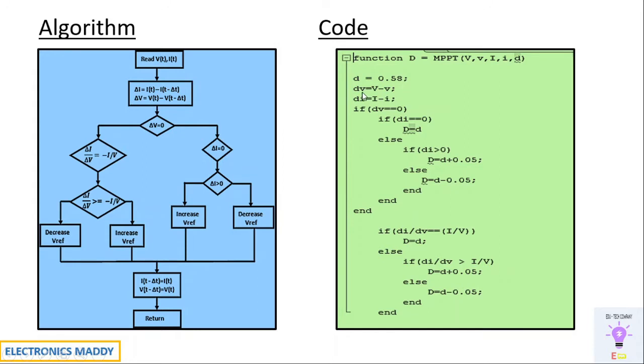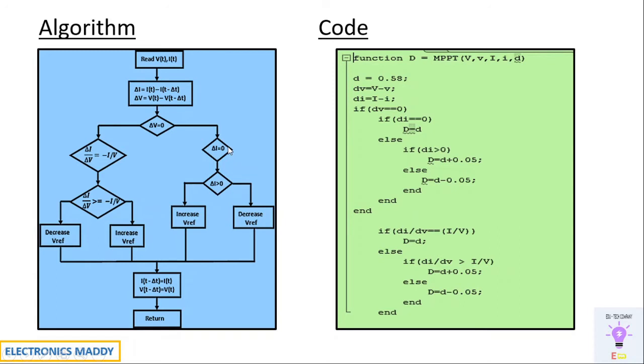So dv is nothing but the change in the voltage, that is V minus V previous, and di is equal to I minus I previous. We are implementing this directly in the form of code. If dv is equal to 0, what happens? It checks for the other condition. Again, there is another if condition that is placed.